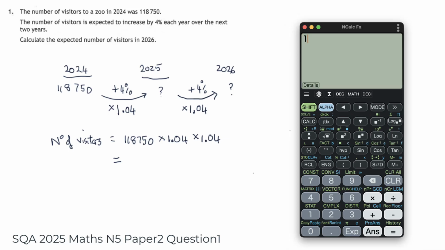So there's 118,750. Multiply that by a factor of 1.04, and then multiply that by another factor of 1.04 and press the equals key, and there we go. It's 128,440.